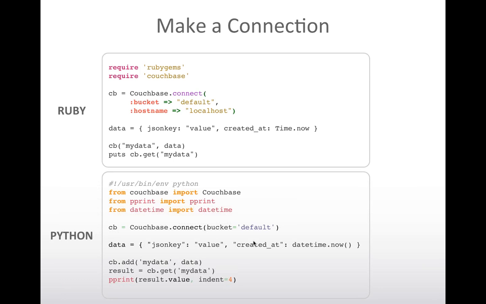And what is interesting here is look at the way we manipulate the JSON document. The data object is a simple JSON object in both languages, and we do cb.add to save the data into the database. And if you want to get it, you take the key that is called my data, and you get it back, and you can do whatever you want with this specific information.